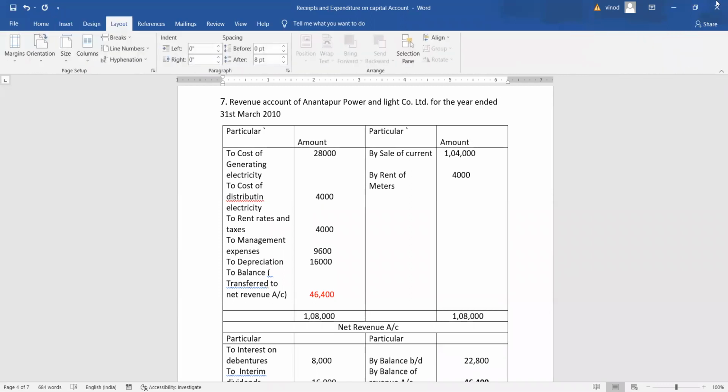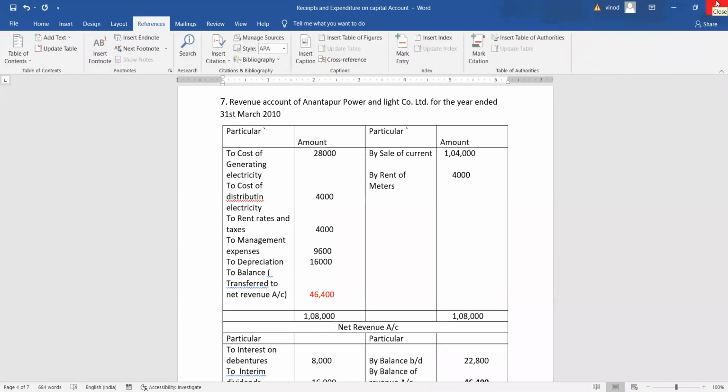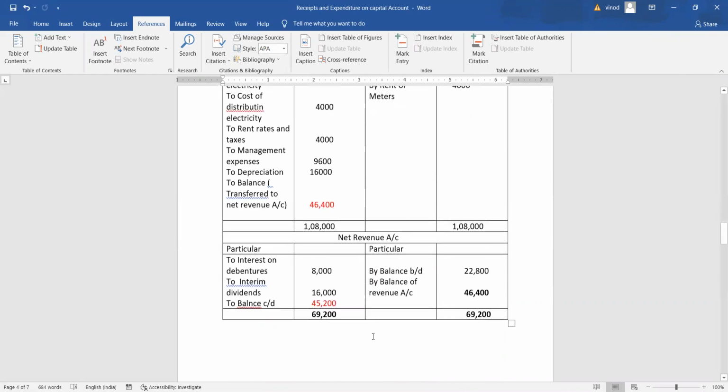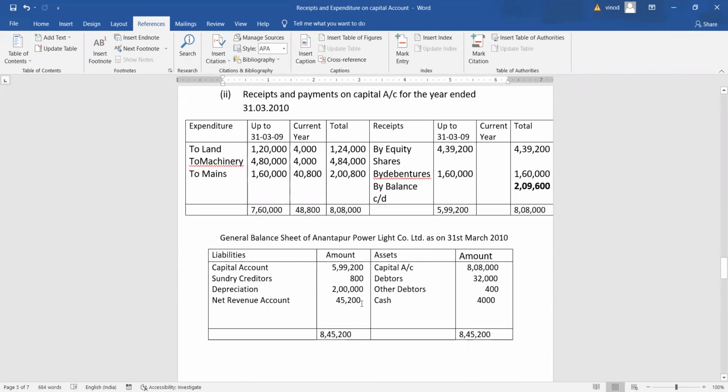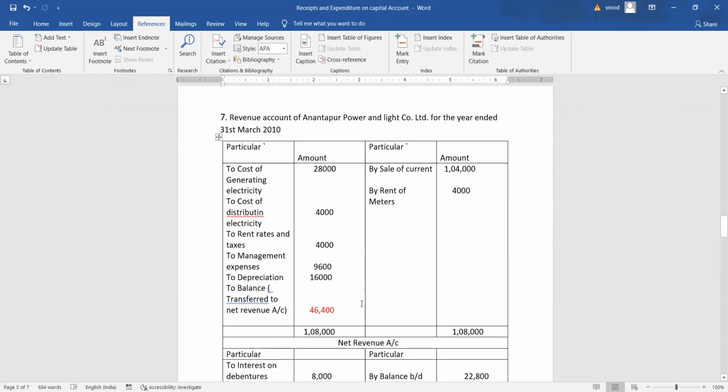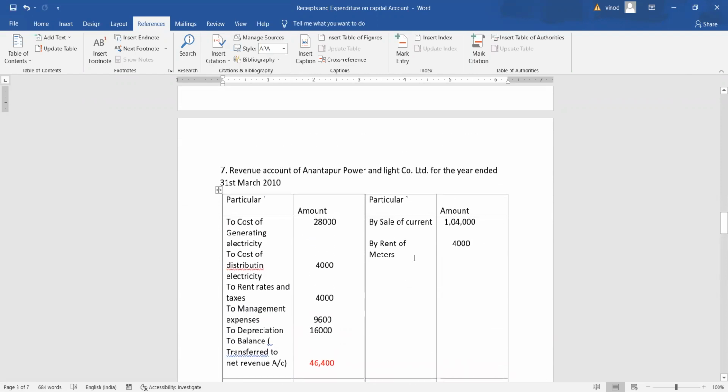Students, let's work out a few problems in this video from the double account system, that is, electricity companies' accounts. Please look at the problem. We are preparing the revenue account, net revenue account, as well as receipts and expenditure payments on capital account and general balance sheet of Anantapur Power and Lights Company Limited.